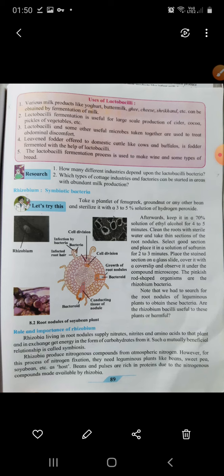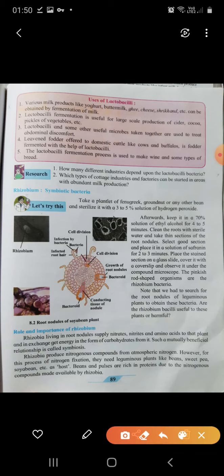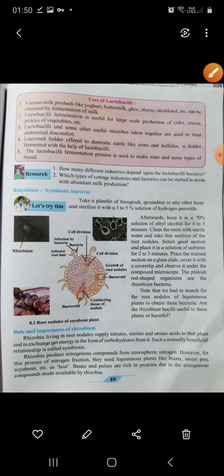Then clean the roots with sterile water and take a thin section of the root nodules. After ethyl alcohol, clean it with sterile water and take a thin section of the root nodules. Root nodules figure is given here. Okay, so take a thin section of root nodules. Select a good section and place it in a solution of safranine for 2 to 3 minutes.